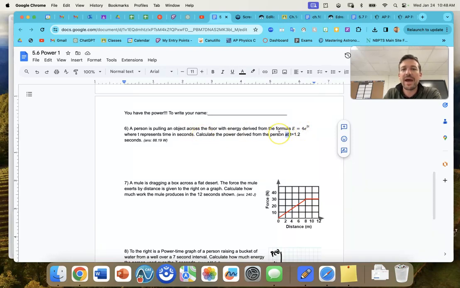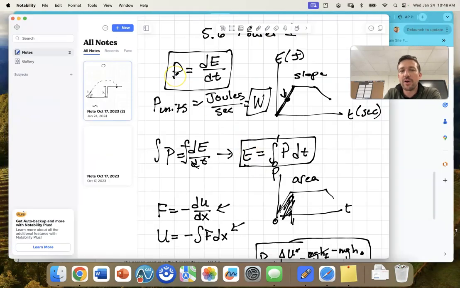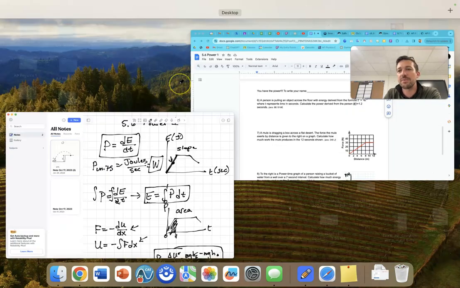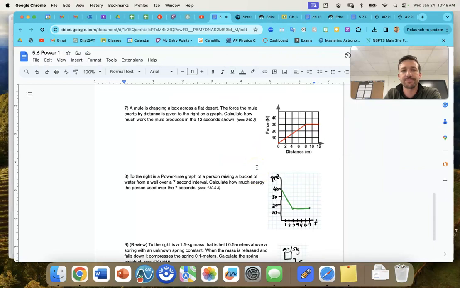But let's see here, calculate the power. Okay, well, if I want to calculate power, and I have the energy formula, the derivative of that energy formula gives me power, right? So that's what I'm going to be doing.